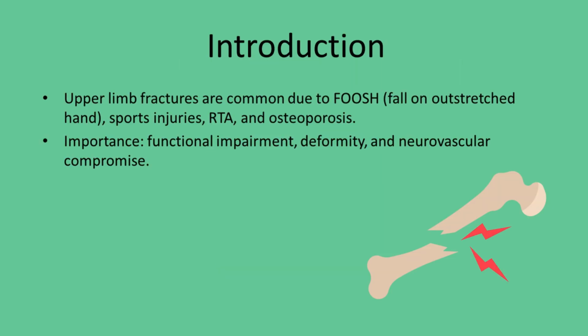Upper limb fractures often result from simple mishaps, like falling on an outstretched hand, sporting accidents, or can be due to weakened bones from osteoporosis. It's crucial to address these injuries carefully to ensure proper recovery and maintain full function of the arm.